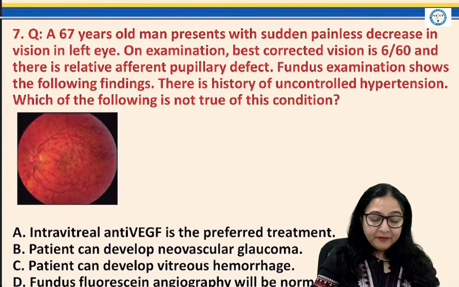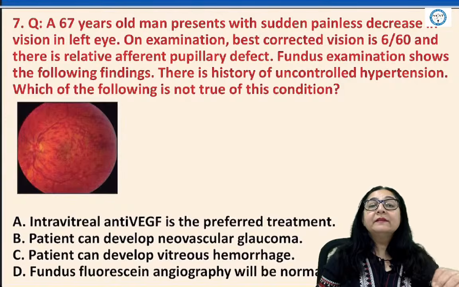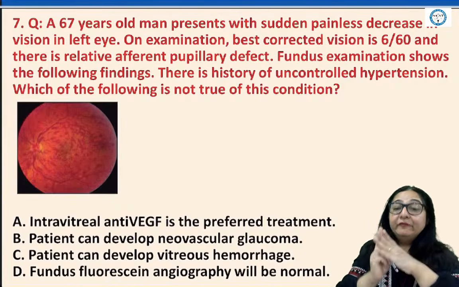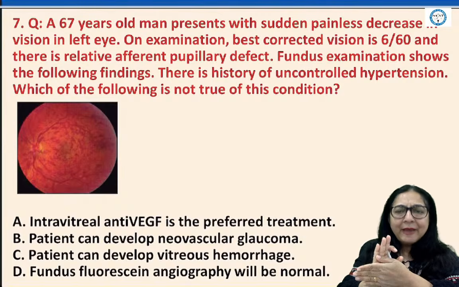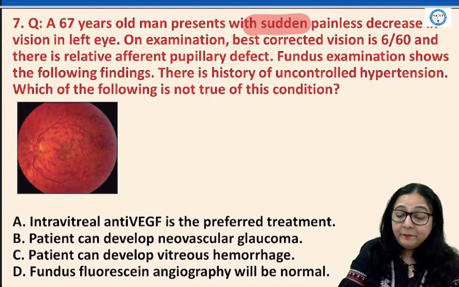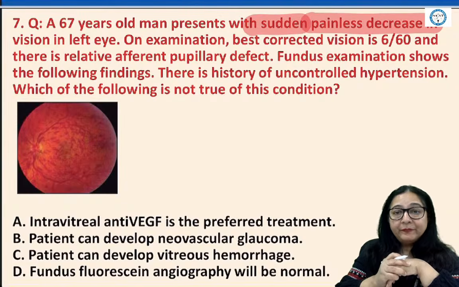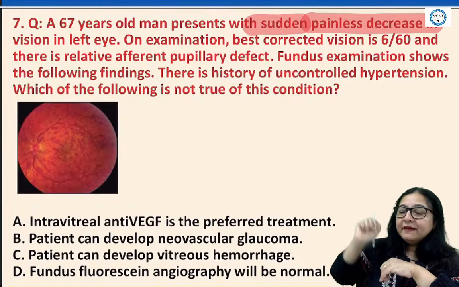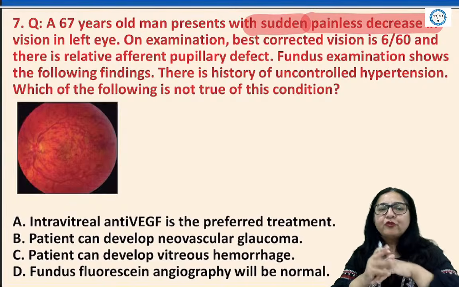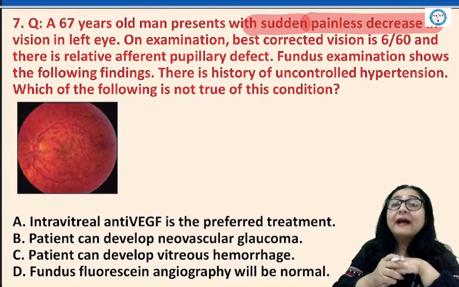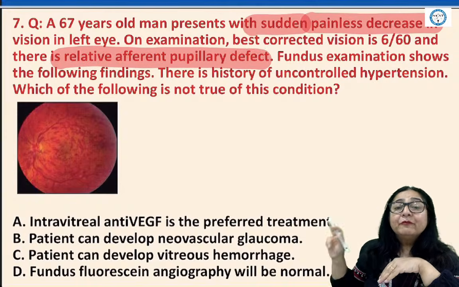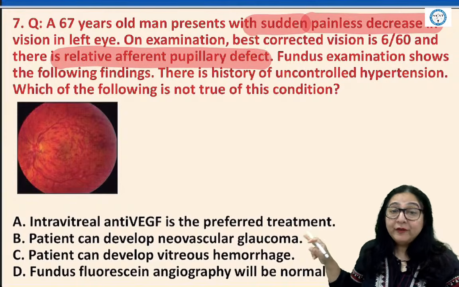The question statement is, a 67-year-old man presents with sudden painless decrease in vision. Okay, so an elderly man, and now it is a sudden painless decrease in vision. On examination, the best corrected visual acuity is 6/60. So it means the vision is reduced quite a bit. And there is RAPD, the relative afferent pupillary defect. Fundus examination shows the following findings.